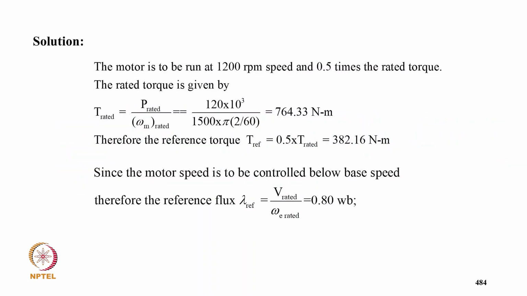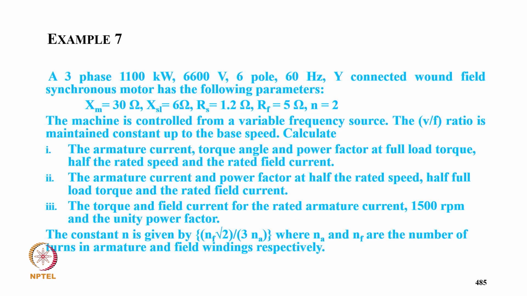So the solution: the motor is run at 1200 rpm, speed 0.5 times the rated torque, and the rated torque is T rated, that comes to 764.33 Newton meter. Therefore the reference torque is 0.5 T rated, 382.16 Newton meter, and the speed control in below base speed of lambda is V rated upon omega, that comes 0.80 per Weber.